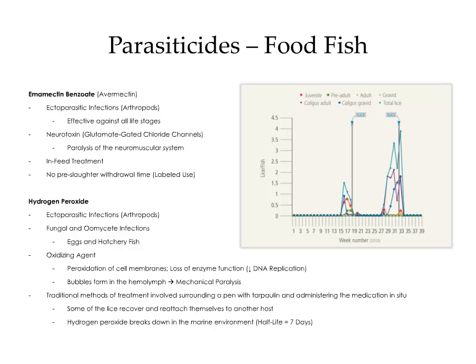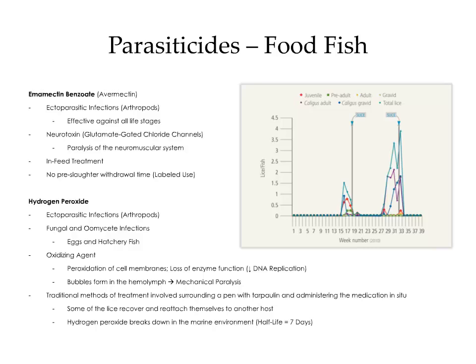Hydrogen peroxide is also used to treat ectoparasitic infections, specifically arthropods. However, it can also be used to treat fungal and oomycete infections. It's a common means of treating eggs and hatchery fish. Hydrogen peroxide is an oxidizing agent. It functions via the peroxidation of cell membranes and in causing a loss in enzyme function, specifically those involved in DNA replication. In the salmon louse, bubbles will form in the hemolymph, causing mechanical paralysis.